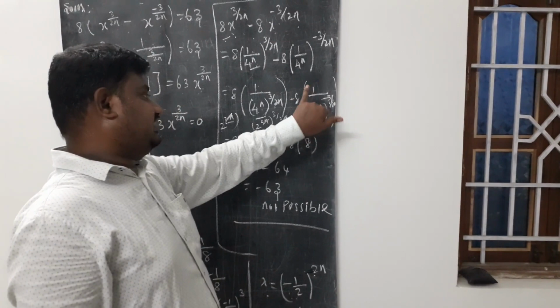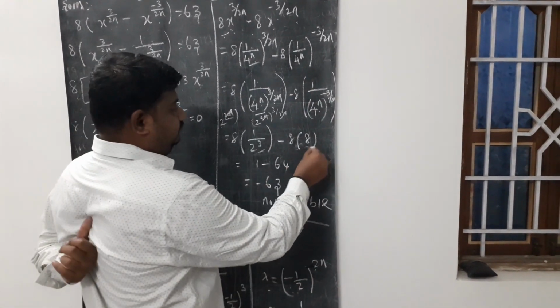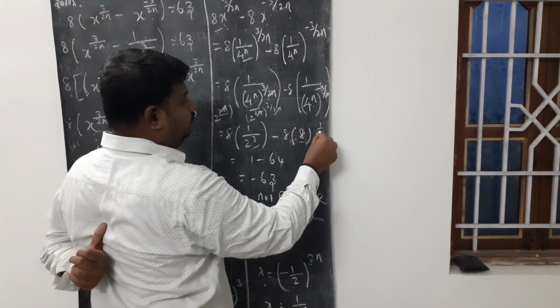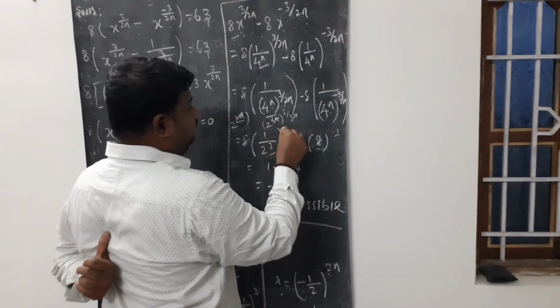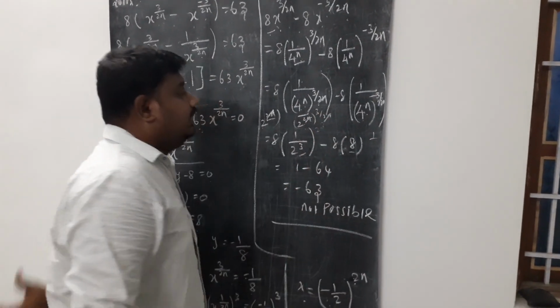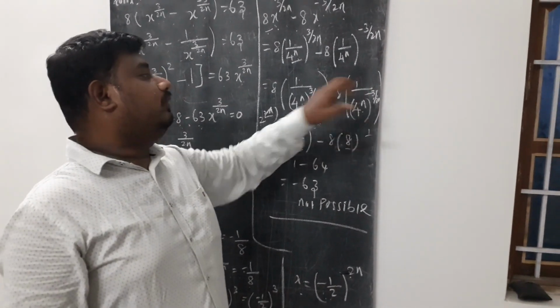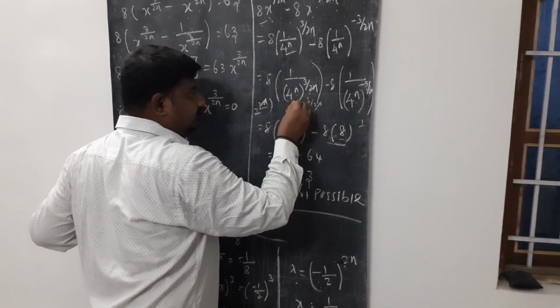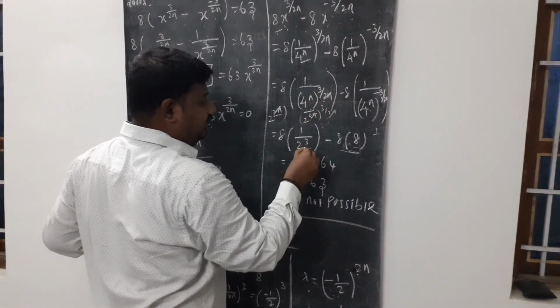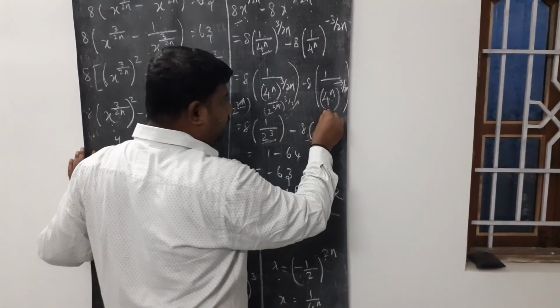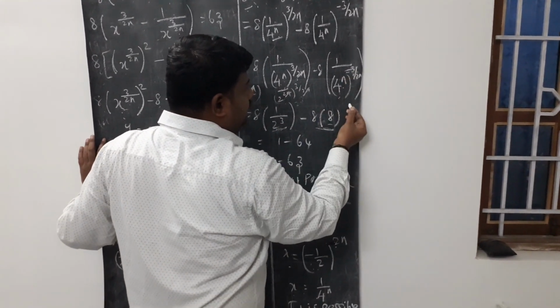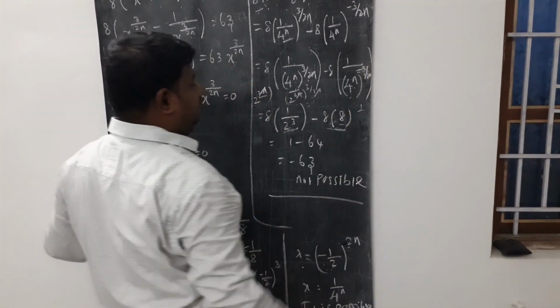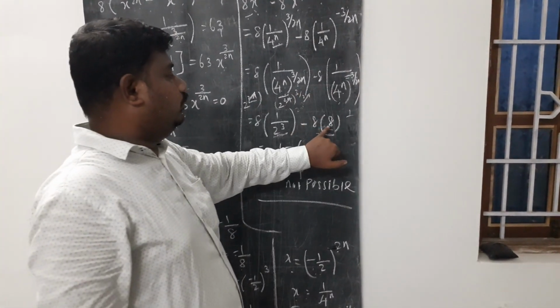So you get plus 8. Here plus 8, so you go to the numerator. 1 by 2 cube. Here we get 1 divided by 2 cube. Here is a minus. So you can get 8 in the numerator. Here this is the denominator. Denominator is simplified, we can get 2 cube. Here also the denominator, but here minus. So the 8 goes to the numerator. So 2 cube goes to the numerator.